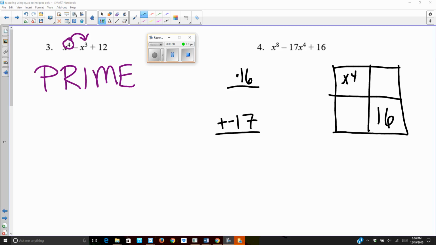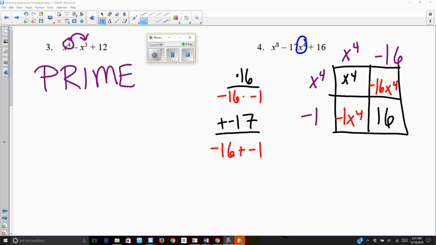So here we're looking for two numbers that multiply together to give you 16, add together to give you -17. Remember, you look at that middle term, x to the 4th, so that goes in the boxes with -16 and -1. And then just take the GCF of each row and each column. So the GCF of each row and each column should yield this, x to the 4th minus 1, and x to the 4th minus 16.